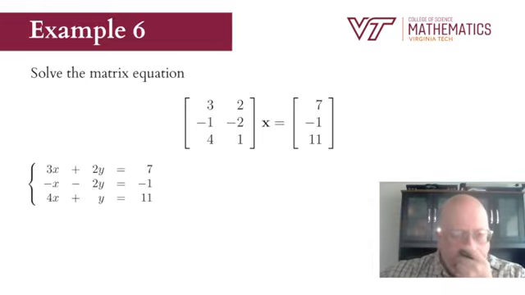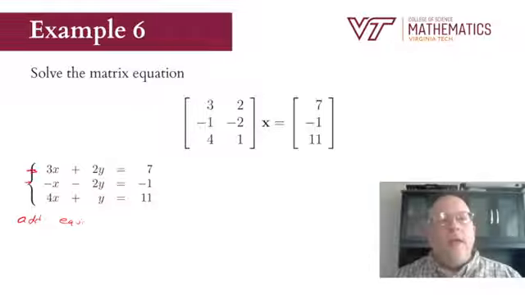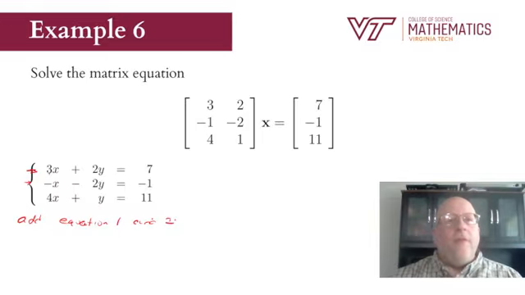All right. Bunch of ways of solving this, but again, my favorite is to eliminate a variable. And so I'm going to add these two equations together. So I'm going to add equation 1 and 2. So when I add those together, 3x and negative x is going to be 2x. 2y and negative 2y is going to be 0. 7 and negative 1 is going to be 6. And so x is equal to 3.